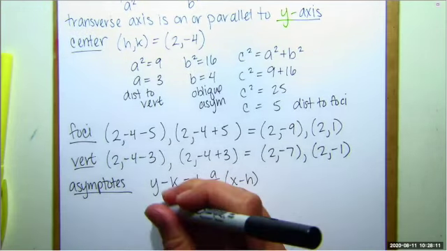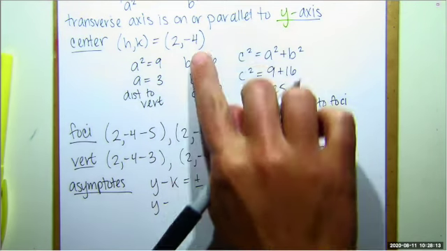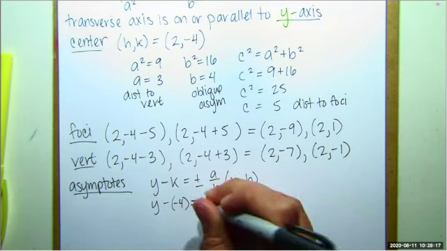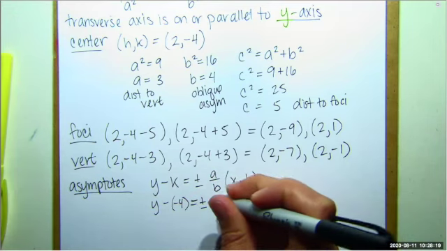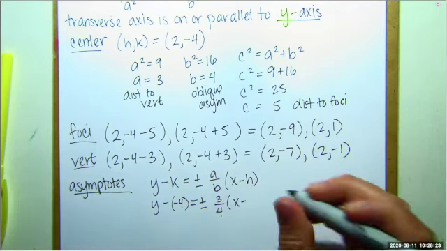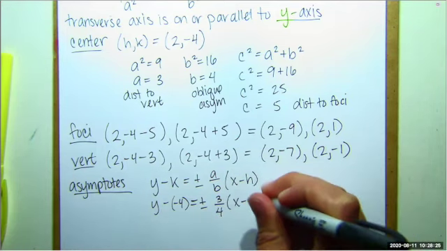And then this slope comes from the end behavior when we solve for y here. All right, so let's fill in. k up here was -4. a was 3, b was 4, and we have that h was 2.